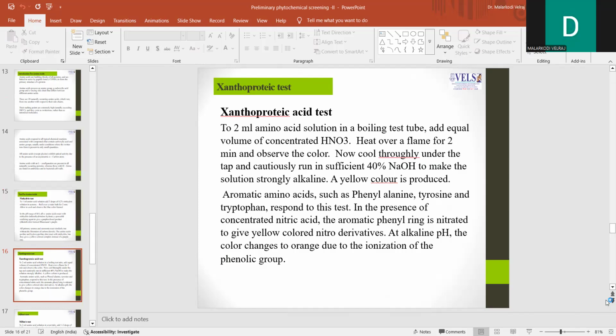Aromatic amino acids such as phenylalanine, tyrosine, and tryptophan respond to this test. In the presence of concentrated nitric acid, the aromatic phenyl ring is nitrated to give yellow-colored nitroderivatives. At alkaline pH, the color changes to orange due to the ionization of the phenolic group.